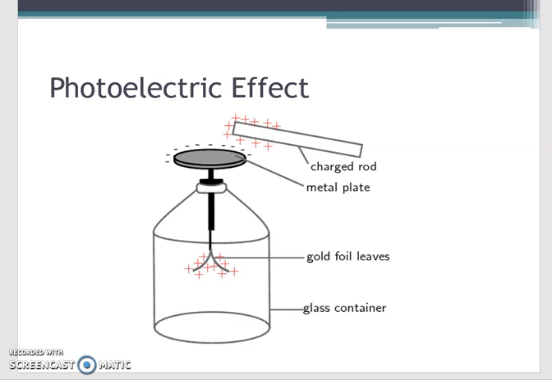However, if UV light is used, then it will start to cause the electrons to be removed just because of the frequency of that light. And so what scientists looked at was that for the photoelectric effect, light would also have to be a particle that's carrying energy, that's allowing that energy to be transferred to the electron so that the electron can be released. Whenever UV light is used, what we see is that the gold foil leaves come together, which indicates that the metal plate is becoming less charged, or electrons are being removed from it.